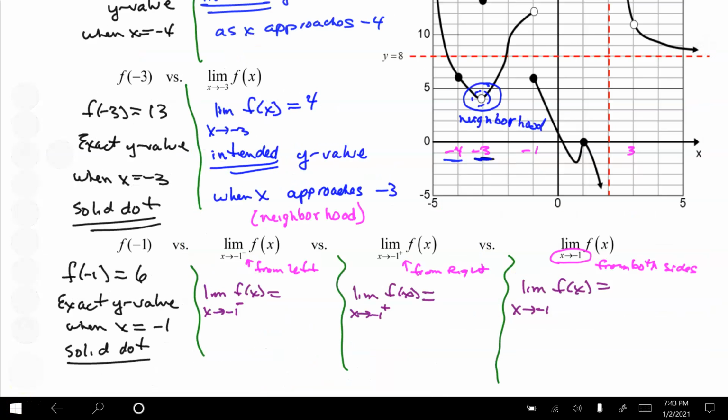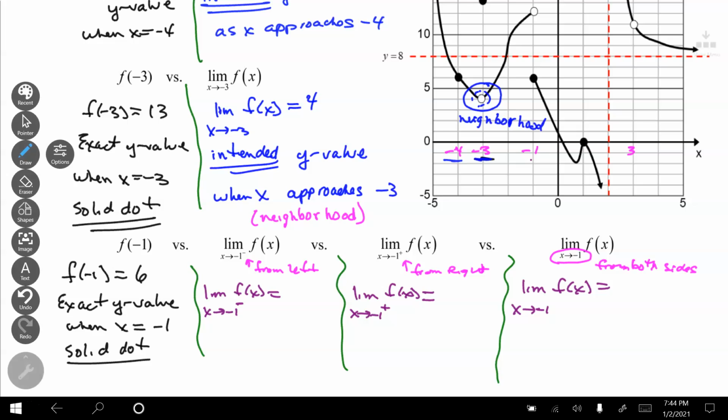Okay, moving on to x equals -1. Well, here's x equals -1. I'm looking at f of -1. That's the easy case because it's looking for a solid dot. And when x equals -1, I have a nice solid dot at y equals 6.